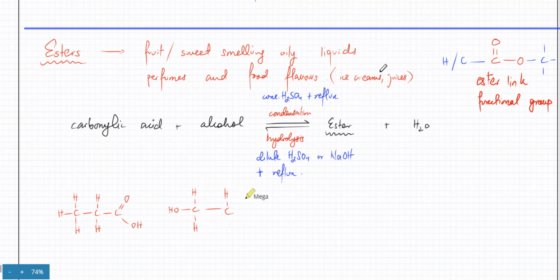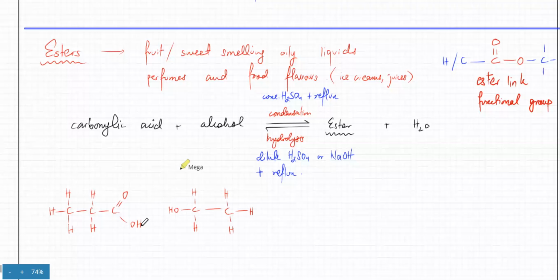So one thing that should be done is that the alcohol, well, one of them, has to be drawn the other way around, so that both functional groups are in front of each other. We want both functional groups to be facing each other. So one has to be drawn upside down.